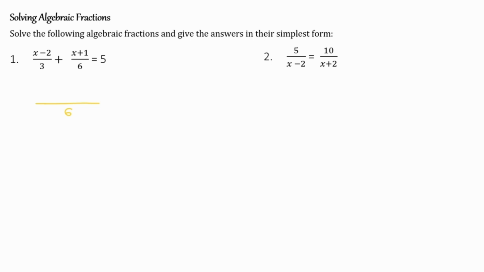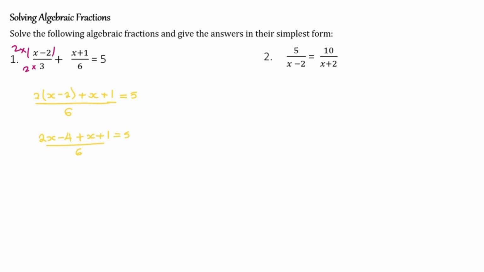So we are going to write this as a single fraction with a denominator of 6. In order to make 3 into 6, we've multiplied by 2, so we're going to multiply the numerator by 2 as well. So that gives us 2 times (x minus 2) plus (x plus 1), and this is all equal to 5. We can now expand, so 2 times x is 2x, and 2 times minus 2 gives us minus 4. We still have the plus x plus 1, everything over 6 is equal to 5.